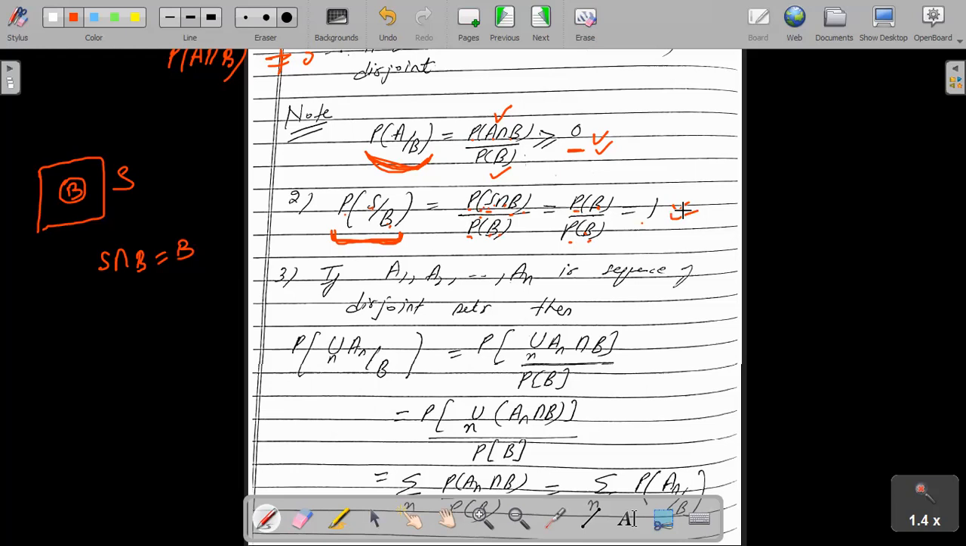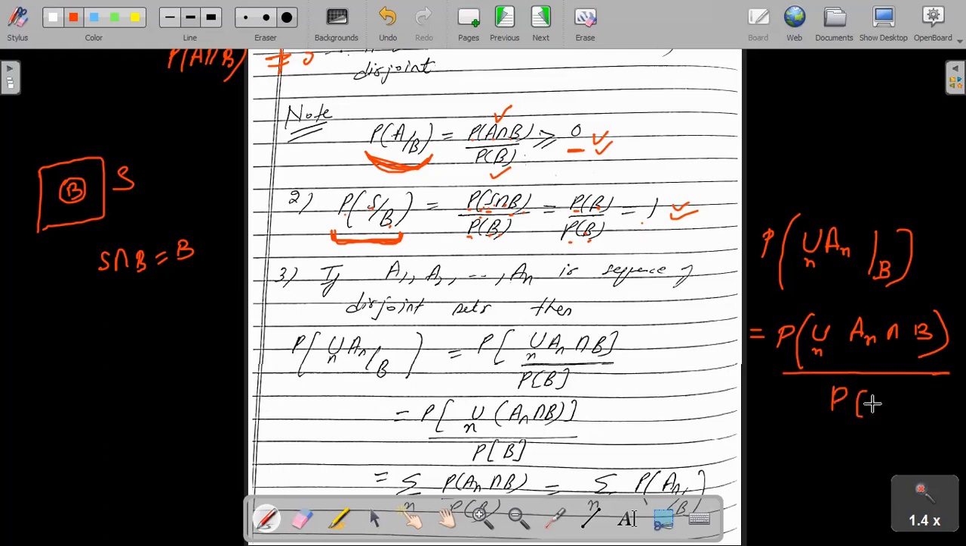Right? Again, next thing. If A1, A2, so on up to AN is a sequence of disjoint sets, so again, these are the sequence of disjoint sets. So what I want is probability of union AN mod B. Again, let us apply the definition. So this is union over N, हमें पता definition क्या बोलती है? AN intersection B, so probability of union AN intersection B over probability of B.